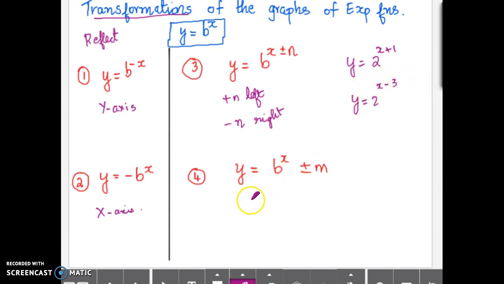Here, you may already guess it. If you have y is equal to 2 to the power of x plus 5, what could happen is it'll go up 5 if m is positive, and it will go down 5 if m is negative. If this was a minus 5, it will go down 5.